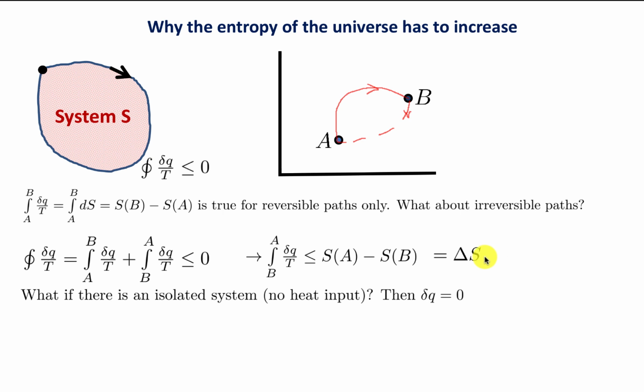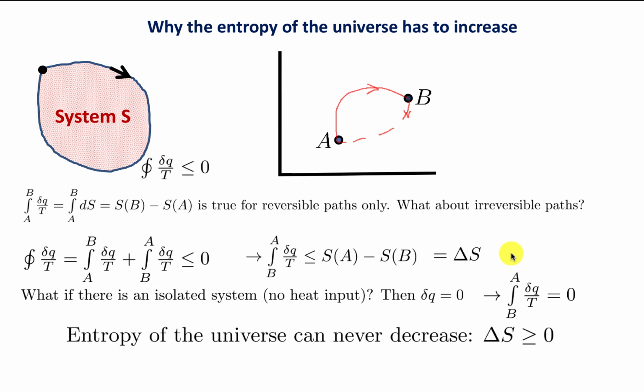But what if this is an isolated system? In other words, there's no heat input, which means that in this system, which is now isolated, there's no high temperature reservoir, no environment, that means there's no delta Q1, delta Q2, etc. coming in. And so all these delta Qs over here are 0, which means that this integral has to be equal to 0. So if this is equal to 0, obviously delta S has to be greater than or equal to 0.